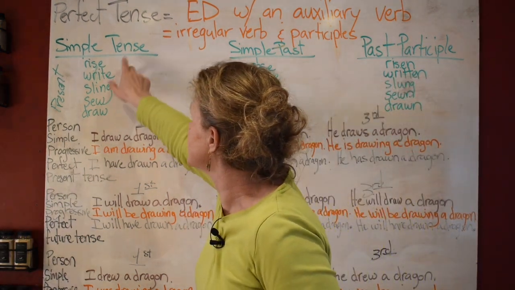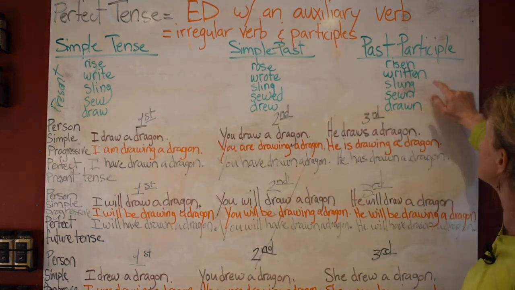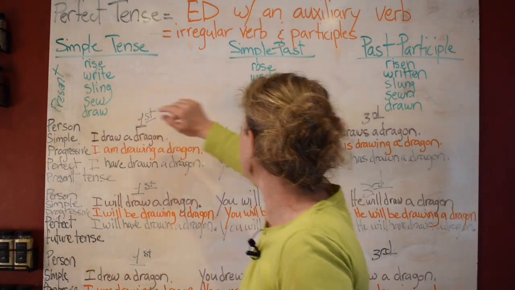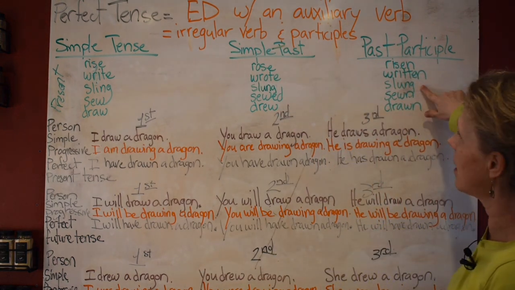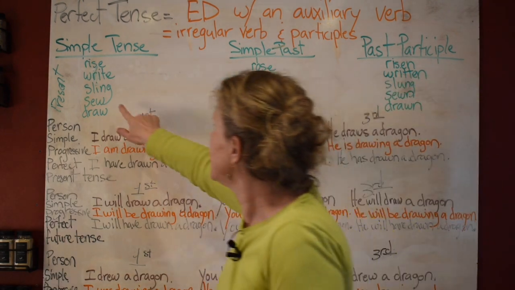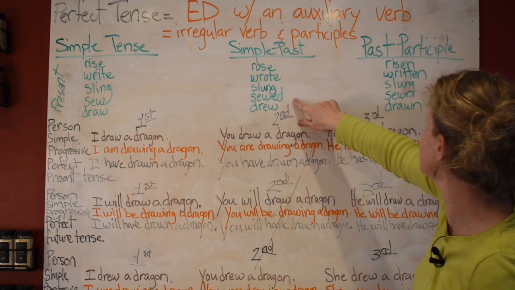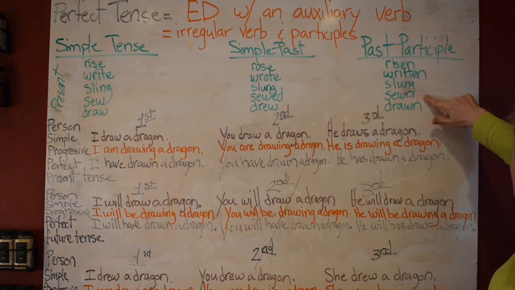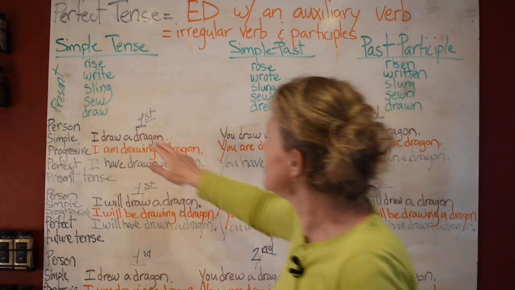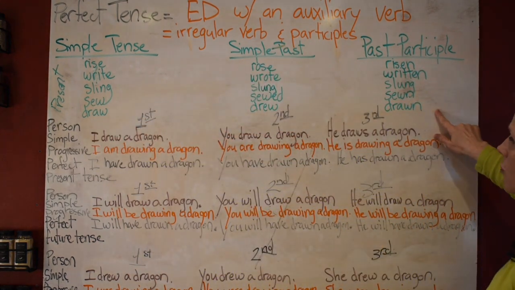Now, write, the simple tense, the simple past is wrote, and the past participle is written. Now we have sling, slung, and slung. So these are the same, so that makes things easier. Here is sew, sewed, which I think is fun. It's an ed, but this one as the past participle is the sewn. So that can be a tiny bit confusing. And then we have draw, drew, and drawn.